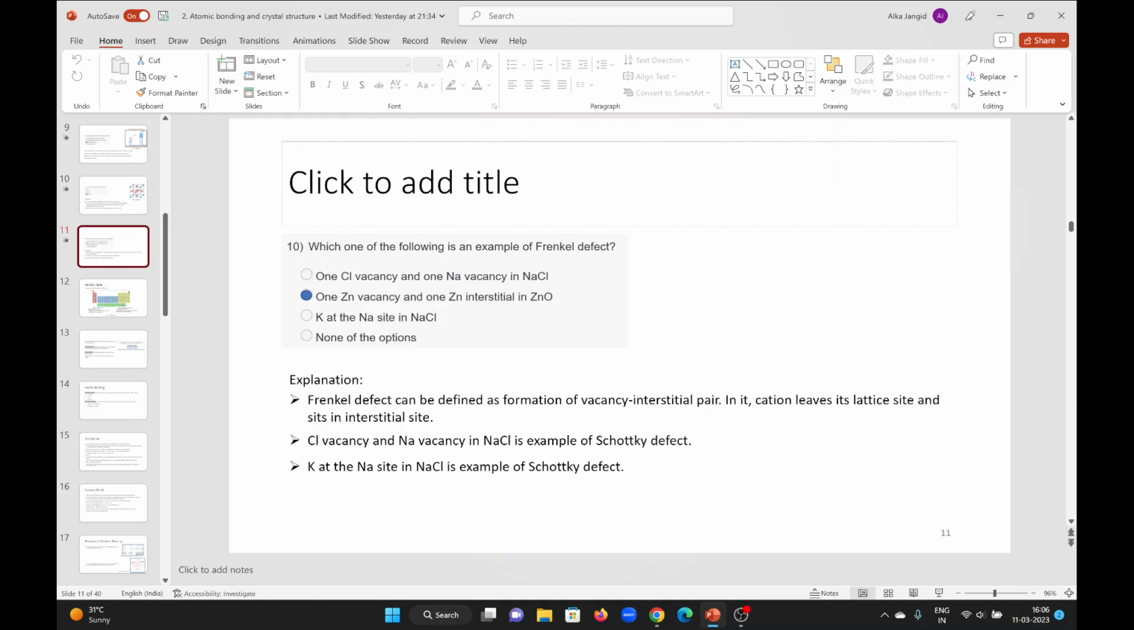Was there a vacancy also in the options? The question is: which type of crystal defect is characterized by a missing atom in the crystal lattice? The options given were Schottky defect, Frenkel defect, interstitial defect, and grain boundary defect. Out of these, Schottky should be the answer, since in Schottky both ions, anion and cation, are absent. But the answer given is Frenkel defect.